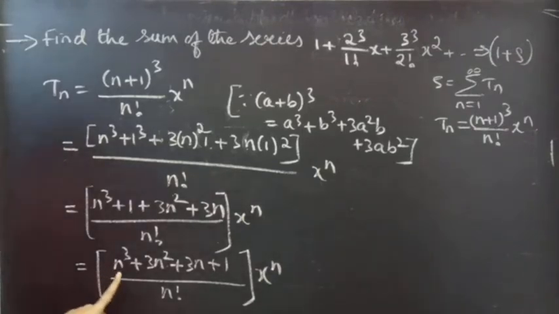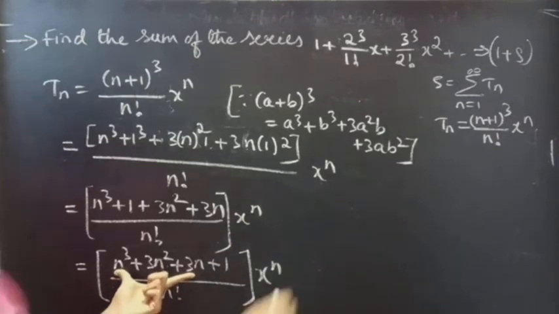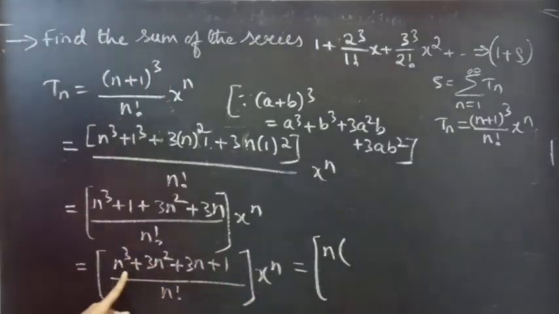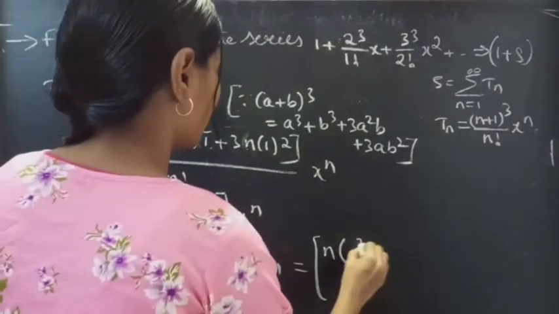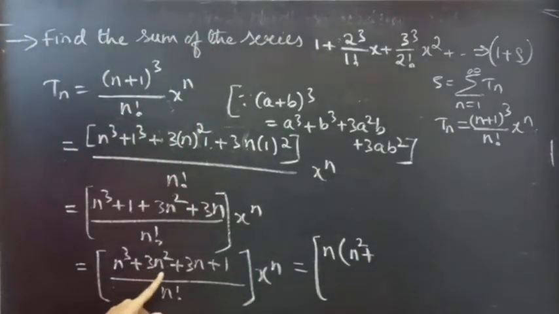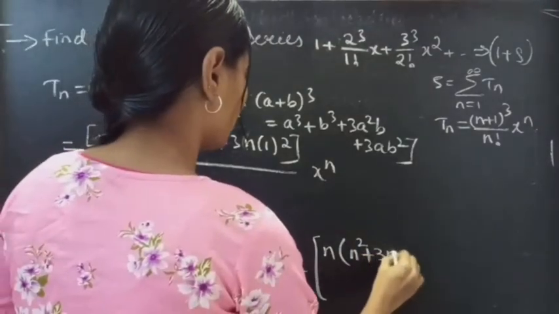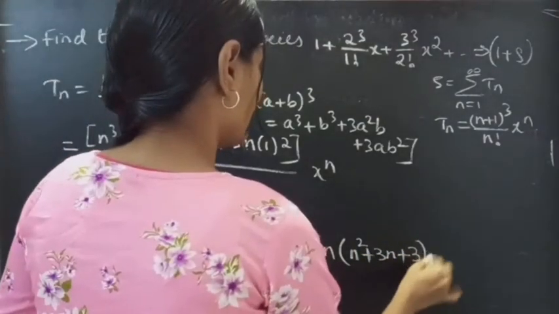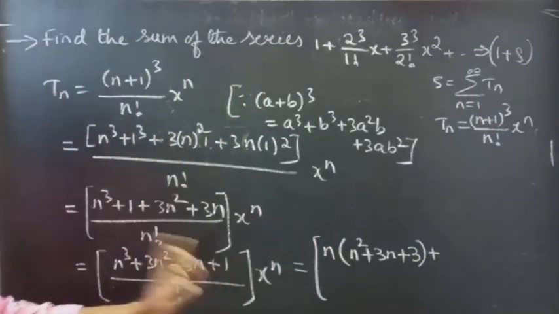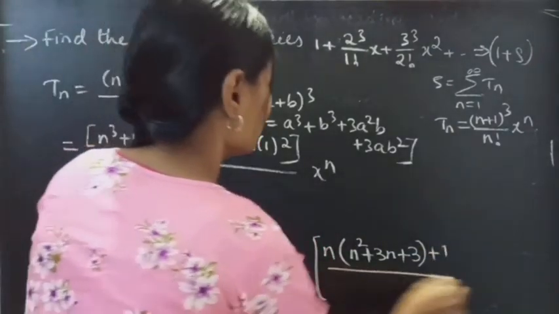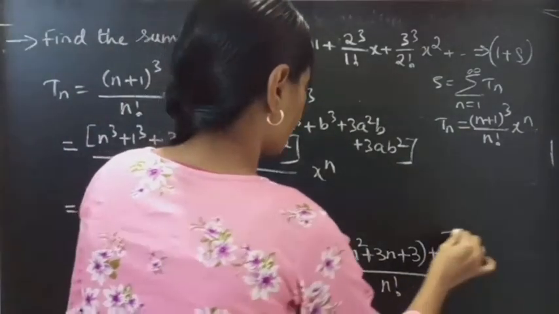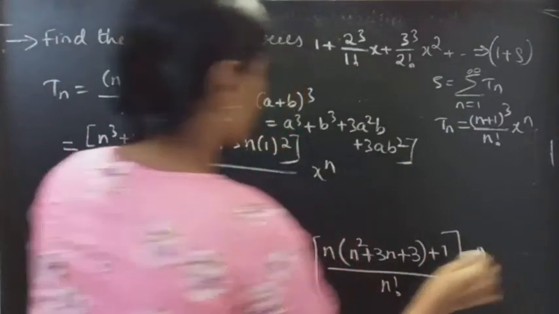Now we can take n common from the first three terms of the numerator. Then this equals n into n square plus 3n plus 3, plus fourth term, by n factorial into x power n.